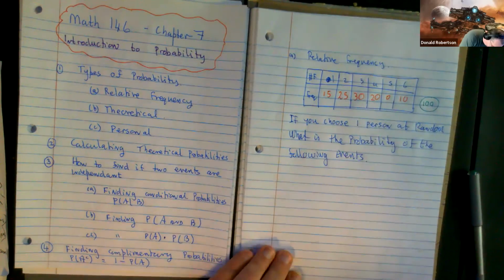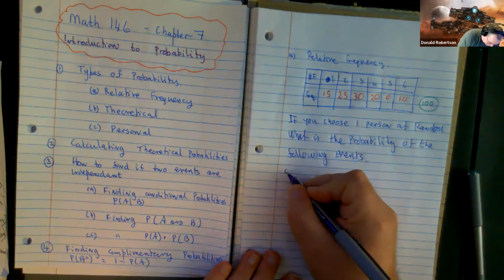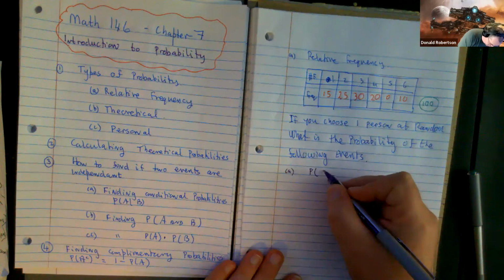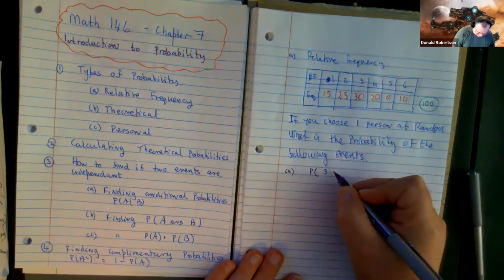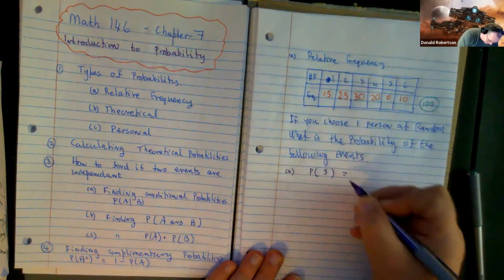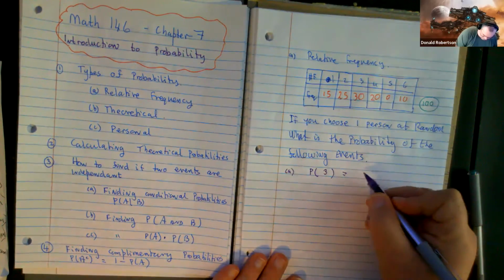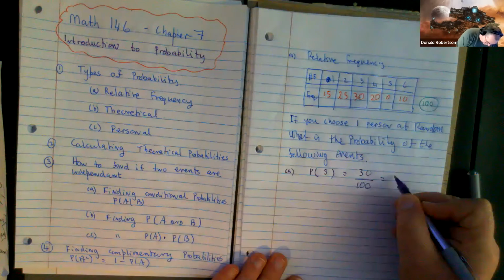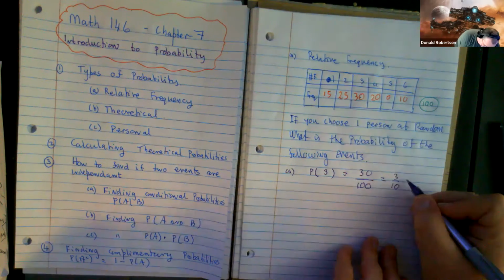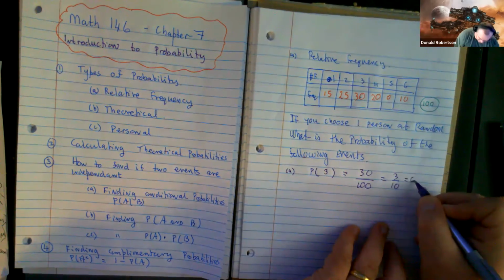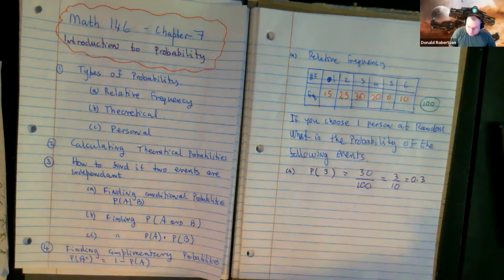So let's suppose the first probability is, what's the probability I choose a person that has 3 people in their family? Well, that's 30 out of 100. And if they want the answer as a fraction, it's 3/10. If they want the answer as a decimal, it's 0.3. And if they wanted it as a percentage, it would be 30%. So there's a 30% chance that if I choose one person from this group of 100, that they're in a 3-person family, right?